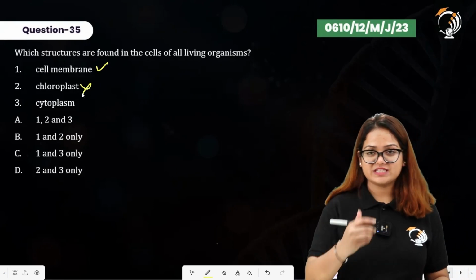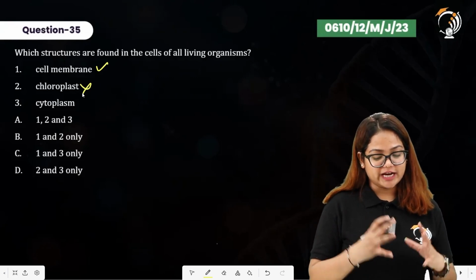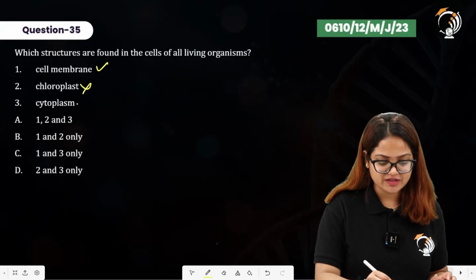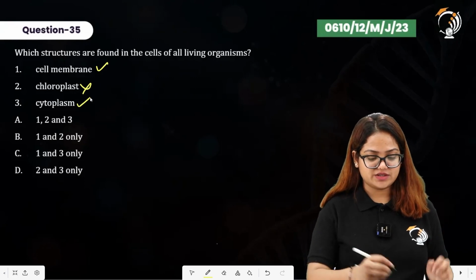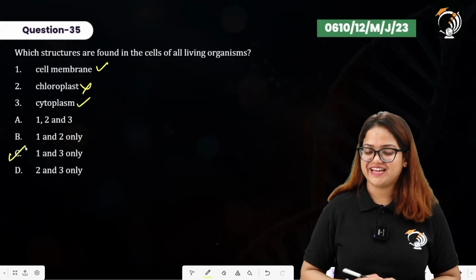Chloroplast will be present in those cells that photosynthesize. Cytoplasm will be present in all kinds of cells. We have 1 and 3. So option C here provides us with the right answer.